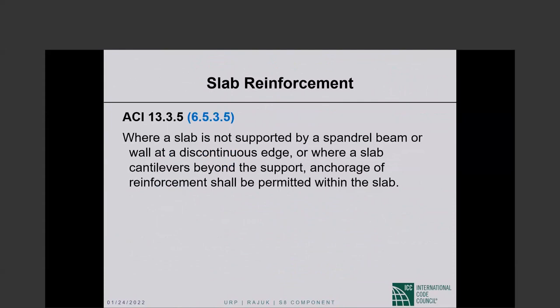Where a slab is not supported by a spandrel beam or wall at a discontinuous edge, it is not supported by a beam or wall. So how do you anchor the reinforcement? Or where a slab cantilevers beyond the support. Now, anchorage of the reinforcement shall be permitted within the slab. Okay, so you will hook it inside the slab or go for headed bars or mechanical anchorage, whatever. So you have to anchor it within the slab.